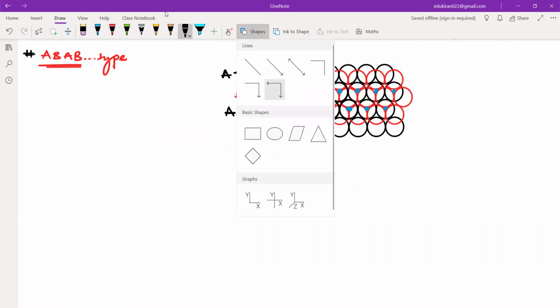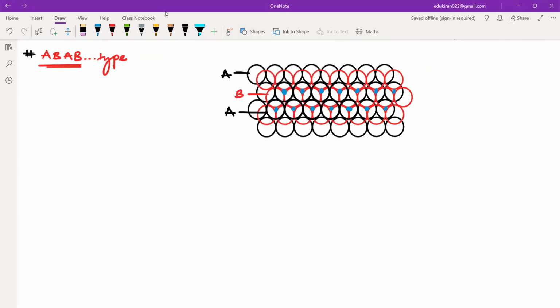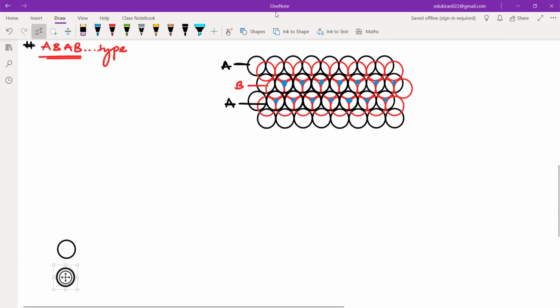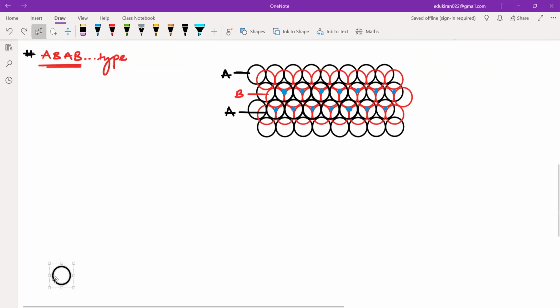So what are the atoms that I will be taking? I will first of all take atoms from the first layer. So if I take the atoms from the first layer, I will take the black atoms and I will take them in this manner. Wait a second, let me.